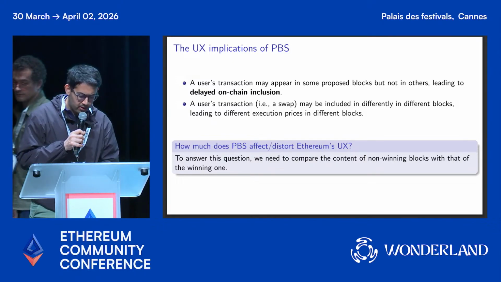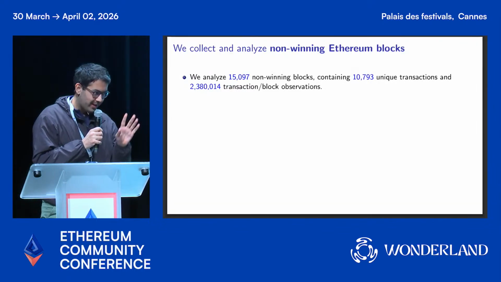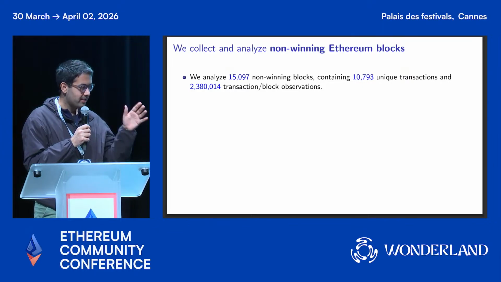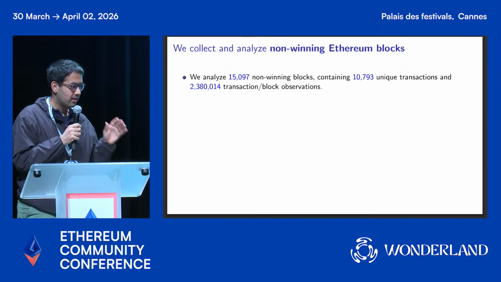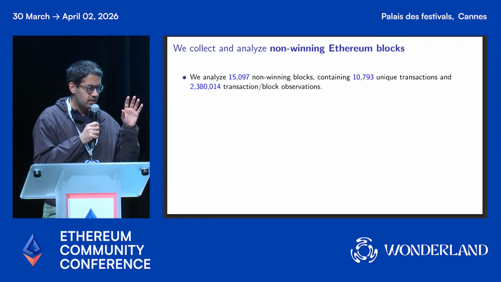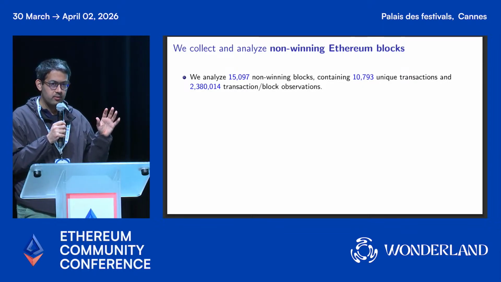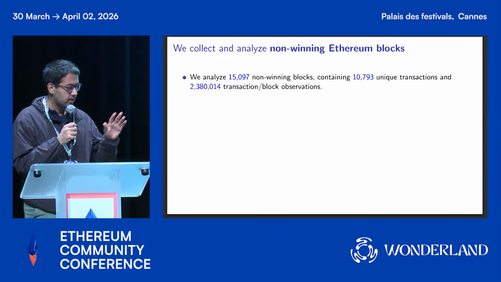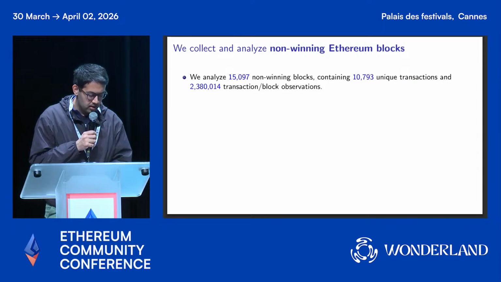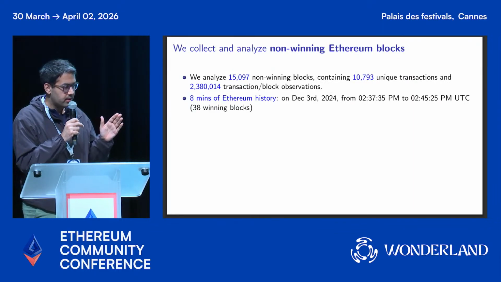Yep, so now if we look at some of the results, first let me describe the data set. Basically we have around 15,000 non-winning blocks, accounting for around 10,000 unique transactions. If we take them as pairs, we get around 2.3 million transaction-block observations. And this accounts for only 8 minutes of Ethereum history.